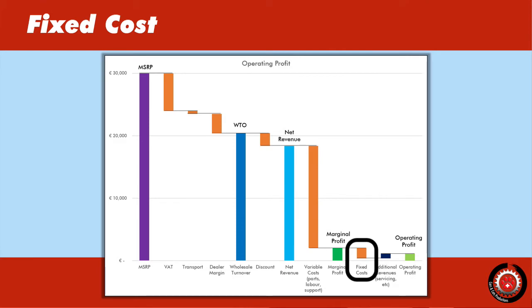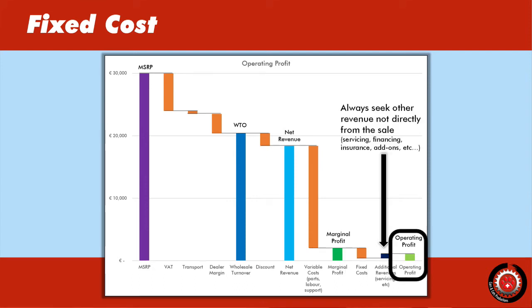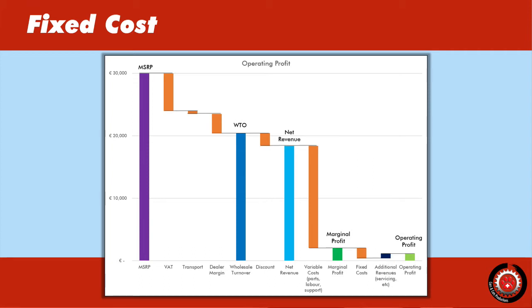So in this case, if we subtract away those fixed costs, then we end up with an operational profit. In reality, if you think about this journey that we've gone on so far, we started with a 30,000 euro or dollar car to the customer. The dealer's maybe making 3,000, but the company is only making 1,000 to 2,000 at the end of the day.